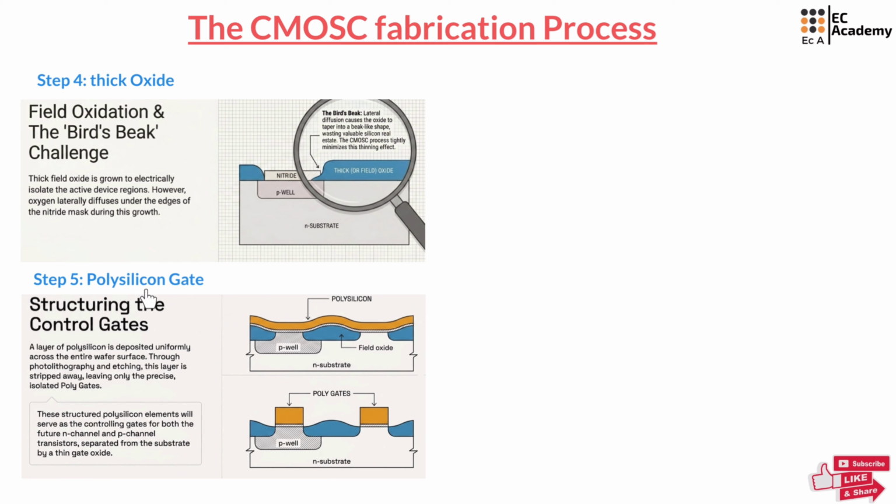The next step is formation of polysilicon gate. In this step, we deposit a layer of polysilicon to create a polysilicon gate as shown in this figure. These gates will act as switches that will turn on and turn off the transistors.